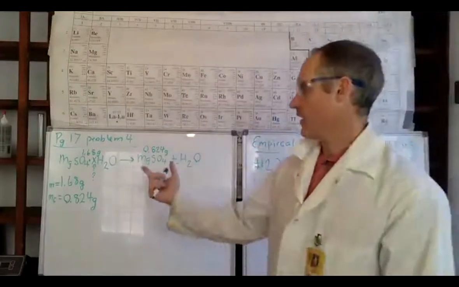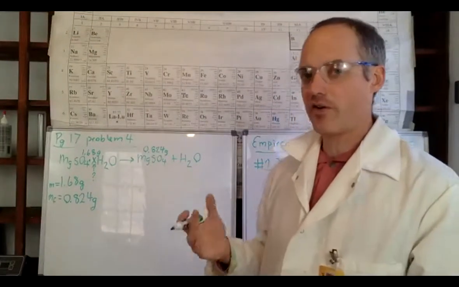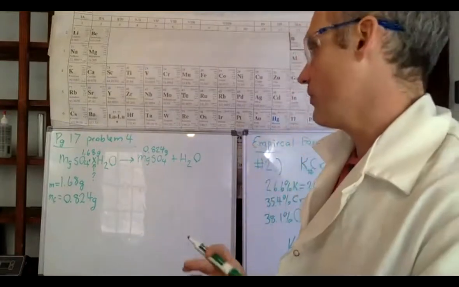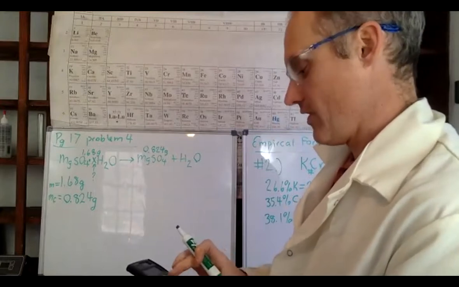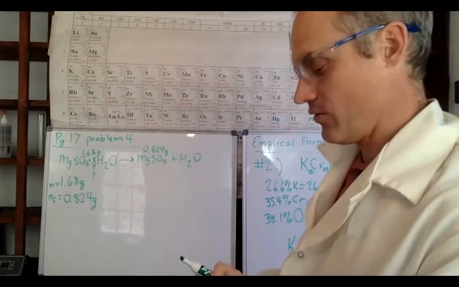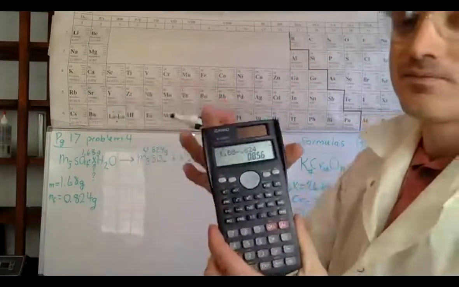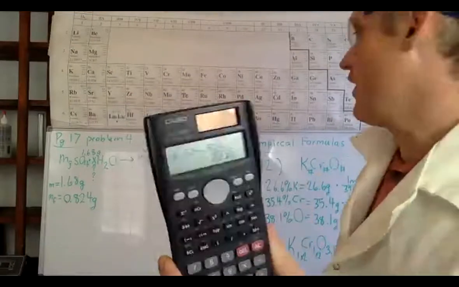So looking at that information, we can figure out how much water we lost by just subtracting it. So the first thing we want to do is take the 1.68, and we're going to not divide. Hold on. We're going to subtract the 0.824 from that, and that gives us a mass difference of 0.856.